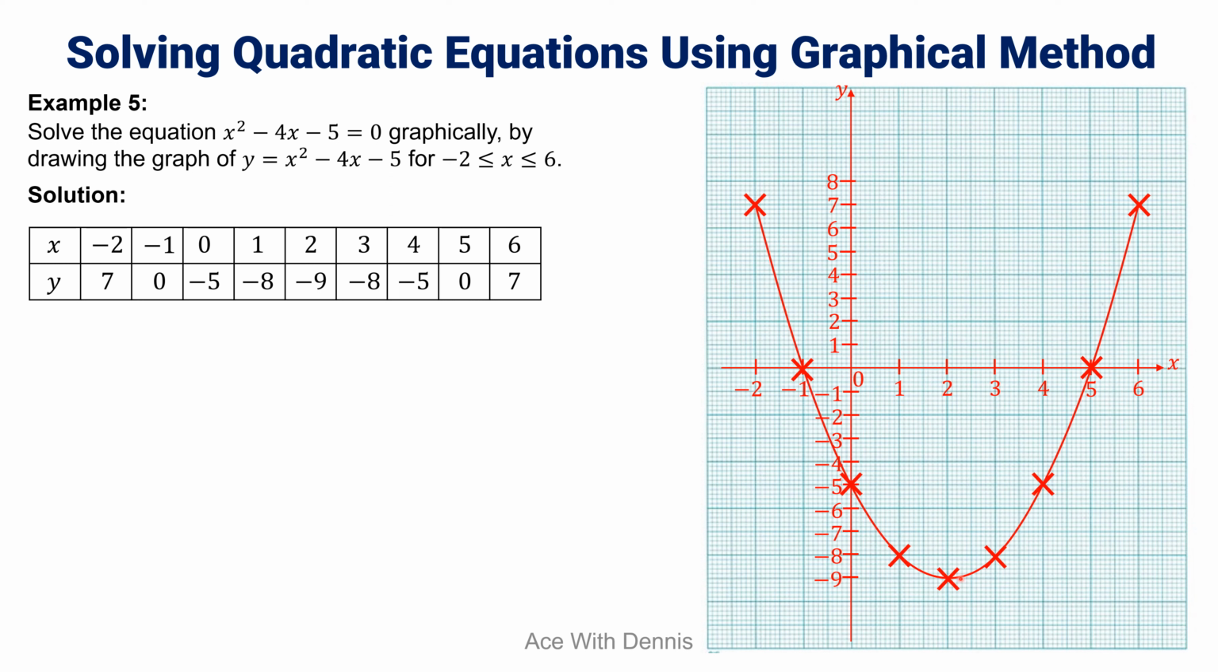I can use freehand to join all these points together. So this is what I get. As you can see, it is a curve, and if you notice, it is actually symmetrical along this line. Now from here, don't forget to label this graph.